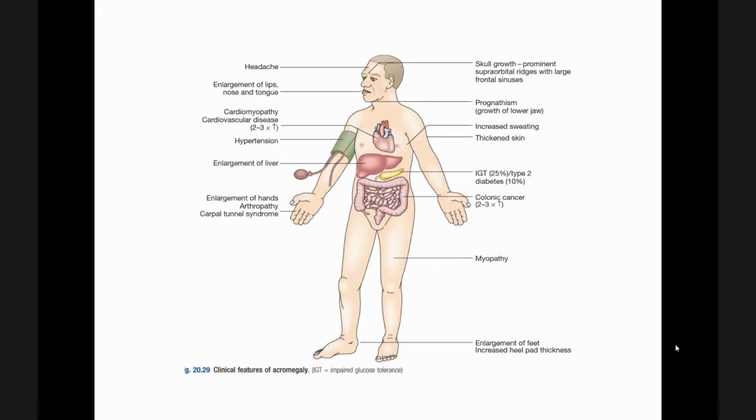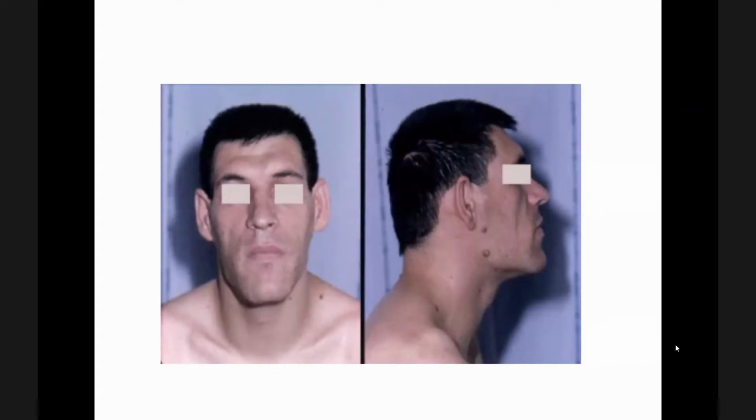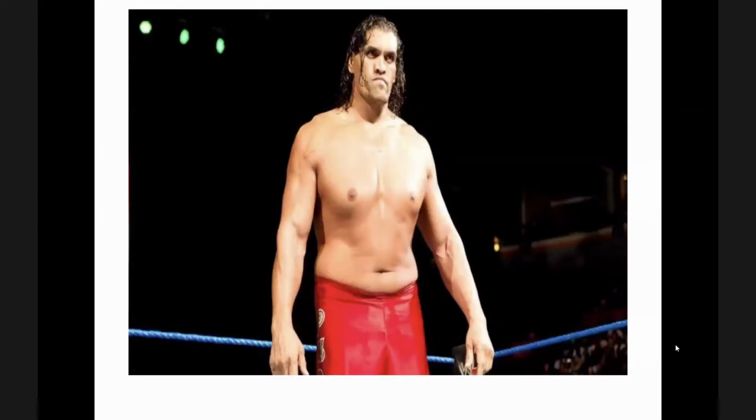So this picture depicts the features of acromegaly. These are all the things mentioned before. So this is a picture of a case of acromegaly. You can see the enlarged face with frontal bossing, prognathism, even skin tags are seen. And The Great Khali, who is also a case of acromegaly.